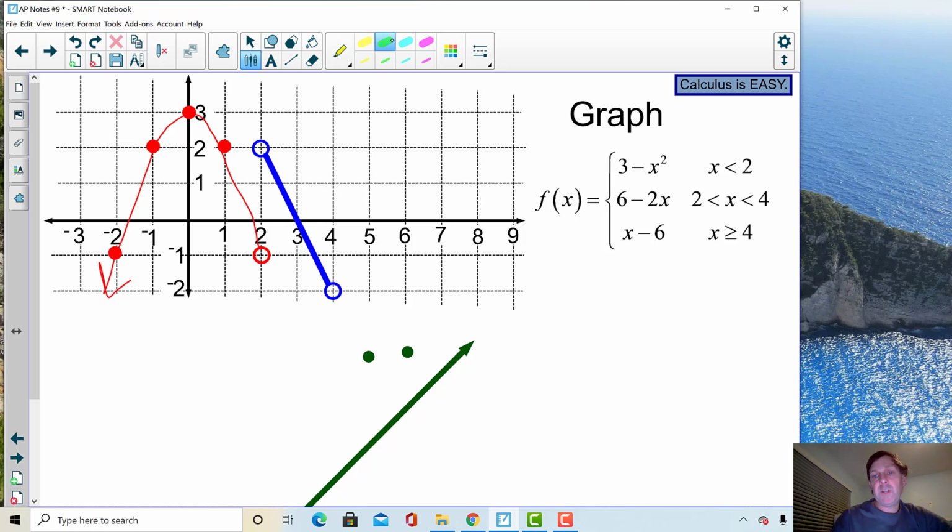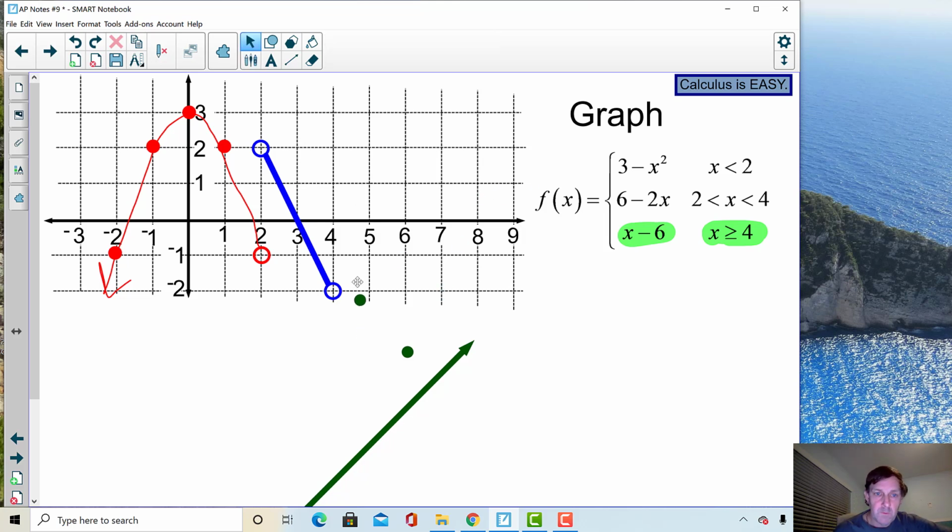Okay, the last part we're going to look at is when x is greater than or equal to 4. Again, it's just another line. We always want to plug in the endpoint, so we're going to plug a 4 into that function. 4 minus 6 gives us -2. So we got the same value as the other function, so it kind of fills in the hole. Now if I plug in a 6, I get 0, so that's another point. For a line, all we need is 2 points, and we can connect the dots. And this is how you would graph this piecewise function.